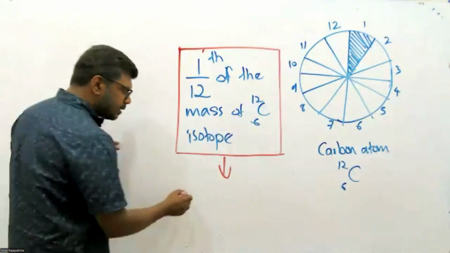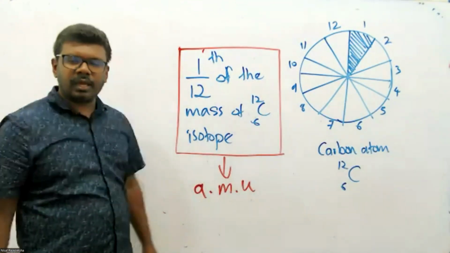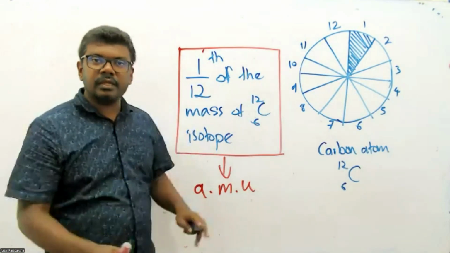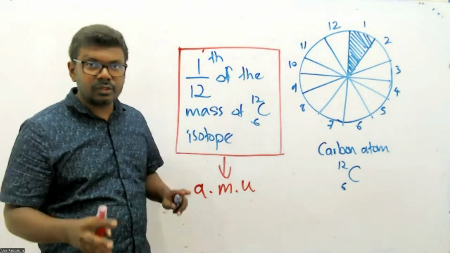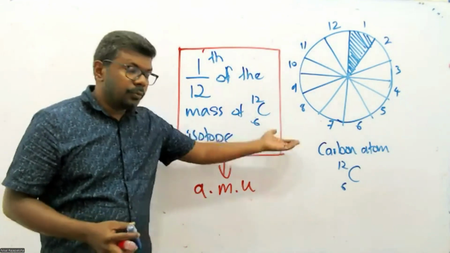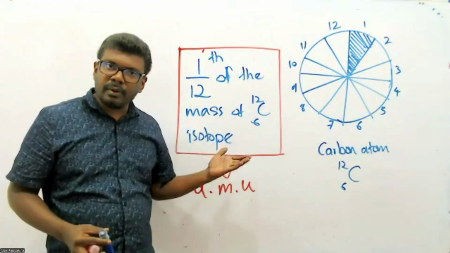This unit is called the atomic mass unit. Atomic mass unit. Okay, so this is the unit that scientists created: 1 divided by 12th of the mass of a carbon atom.